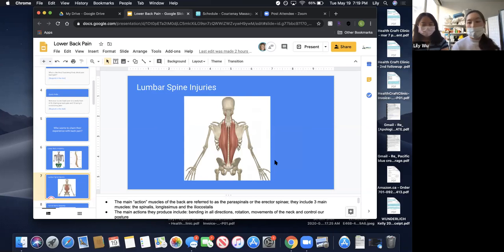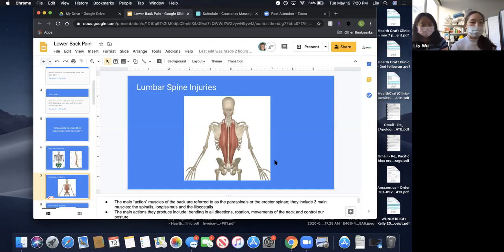So the main action muscles of your back are going to be your paraspinals, or they're also called the erector spinae muscles. They include 3 main muscles, which are the spinalis, the longissimus, and the iliocostalis. The main actions they produce are bending in all directions, rotation, twisting, movements of the neck, and control of your posture, which is really, really important, and we'll go into that later.